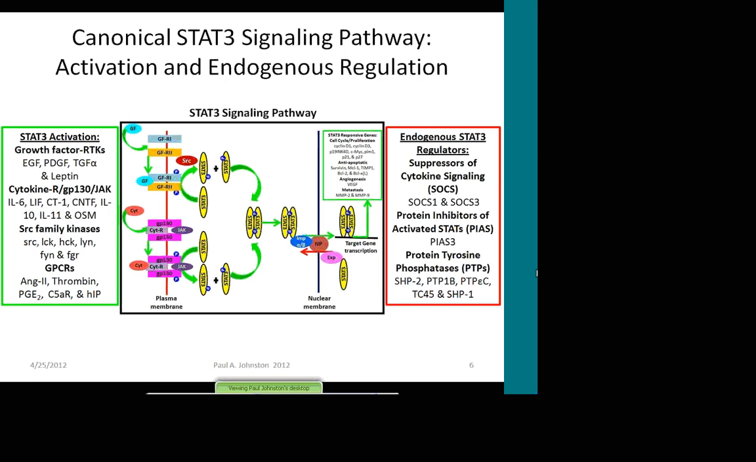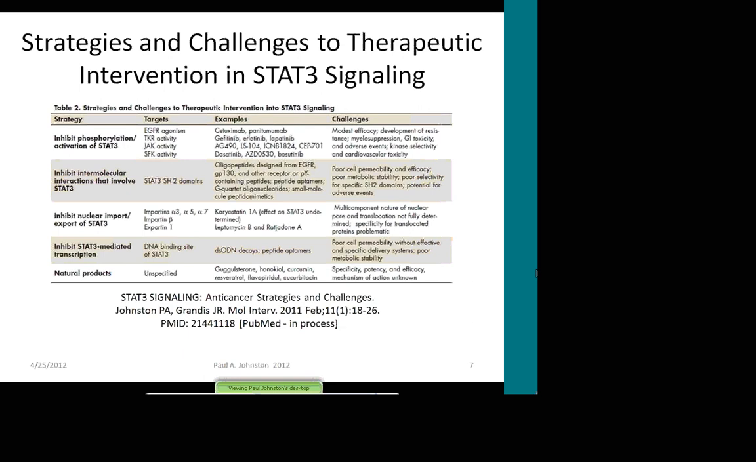There are a number of STAT3 regulators: suppressors of cytokine signaling, the SOCS family, the protein inhibitors of activated STAT, and a number of protein tyrosine phosphatases that have been implicated in dephosphorylating STAT3.